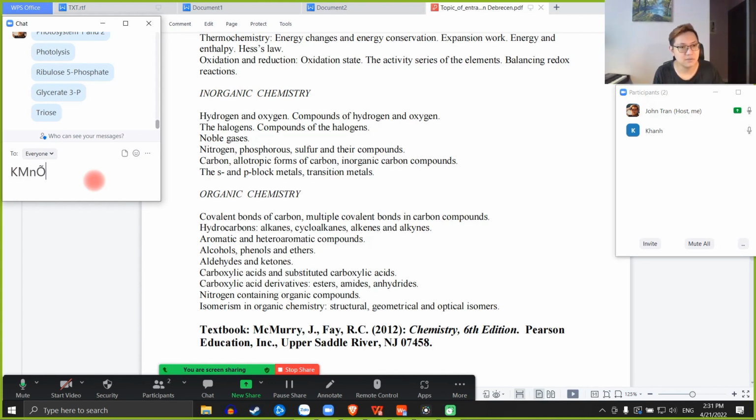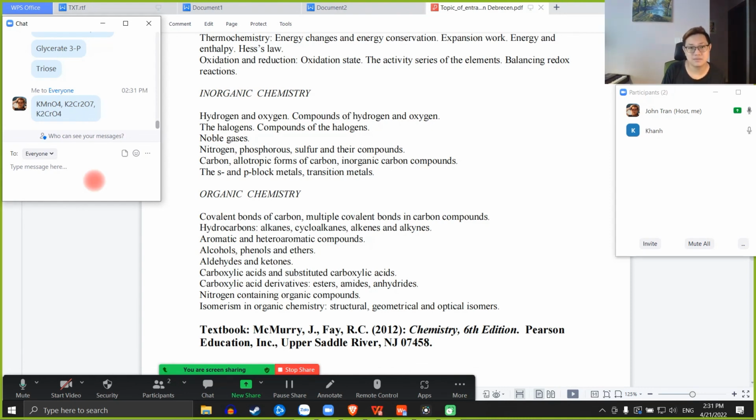Potassium permanganate, or you can say potassium dichromate, or potassium chromate. These are all strong oxidizing agents that you can use. First, alcohol will become aldehyde, and then if you oxidize it further, it becomes carboxylic acid.